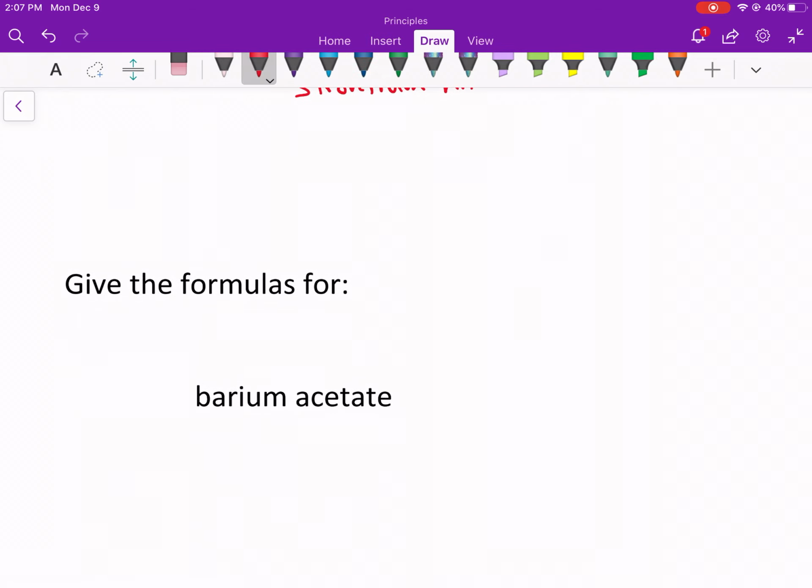Okay, let's try a couple where you give the formulas. Barium acetate. Okay, barium is in group 2 of the periodic table, so you should have found that it has a 2+ charge. Acetate is the polyatomic ion, C2H3O2, with a 1- charge. So you will need 2 acetates. So I'm just going to rewrite this. Ba, C2H3O2 in parentheses, and we need 2 acetates.